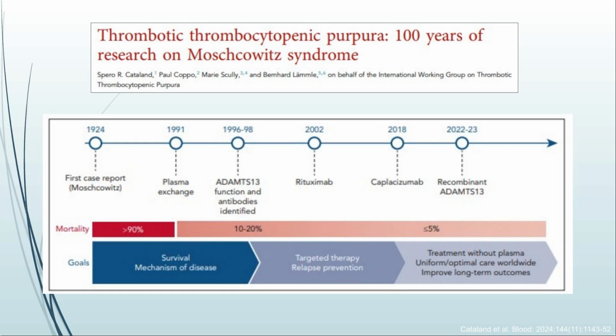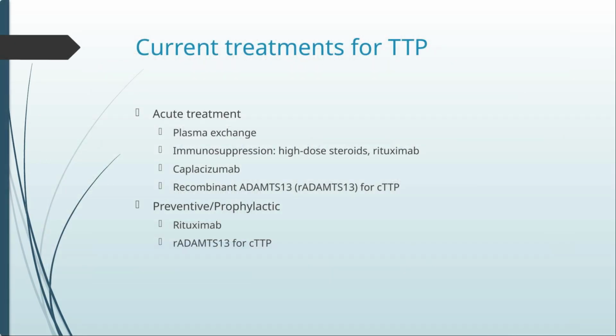So treatment for TTP has two phases, acute and chronic or preventive. In the acute phase, we want to stop end organ damage, and this is marked by a normalized platelet count and improving LDH. Treatment includes plasma exchange, immunosuppression with high-dose steroids and rituximab, and caplacizumab. And then recombinant ADAMTS13, again, is available for exacerbations for patients with congenital TTP, as well as it's used as prophylaxis for these patients.